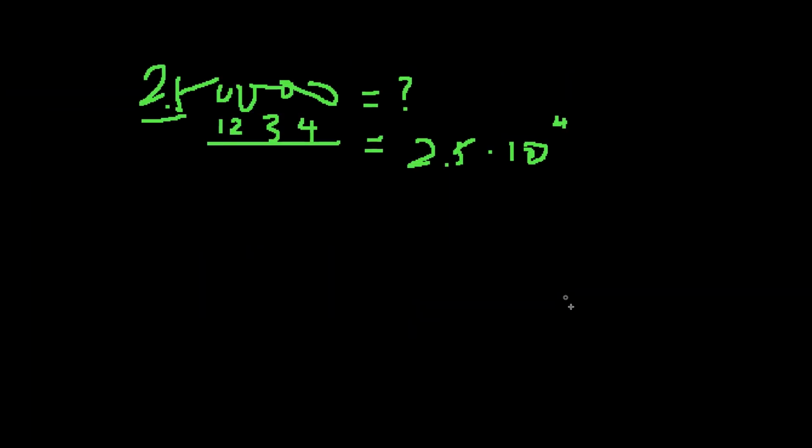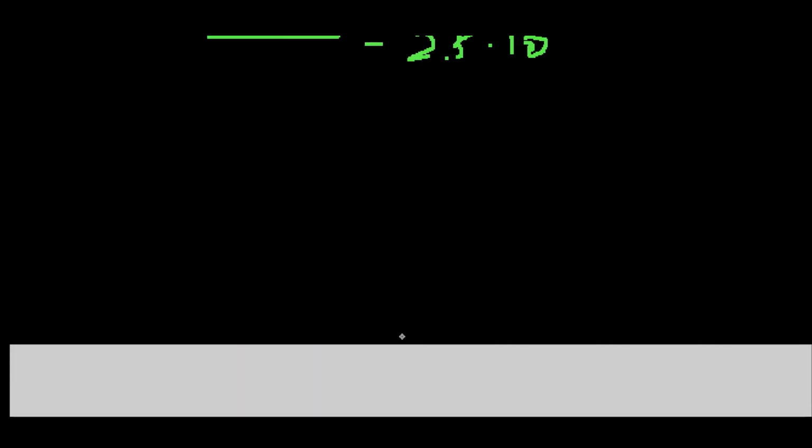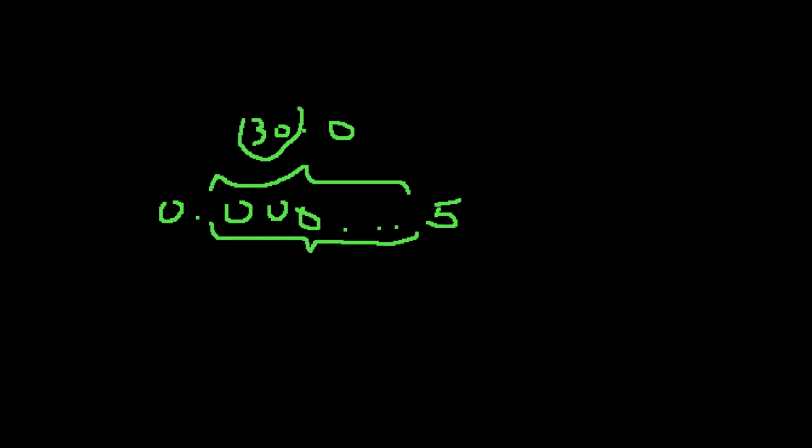Clear? Alright, let's move on to the final thing, which would be scientific notation, but with negative powers. So for example, we have 0.000. There's 30 zeros here. And then we have a 5 right here. So for that, what you want to do is count these zeros. So I've provided you 30.